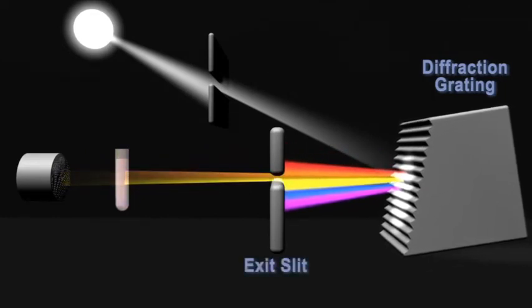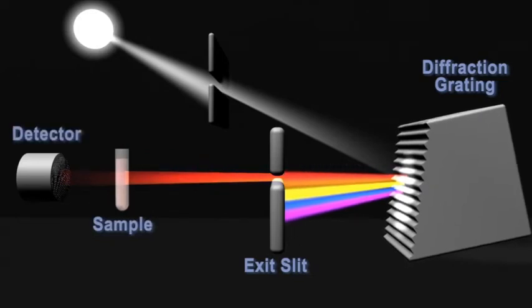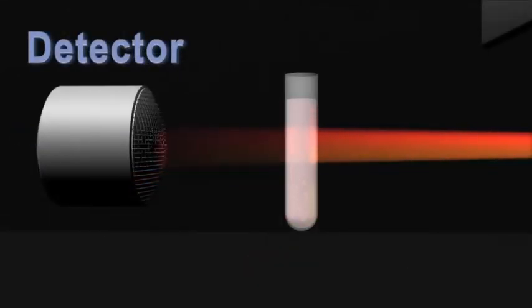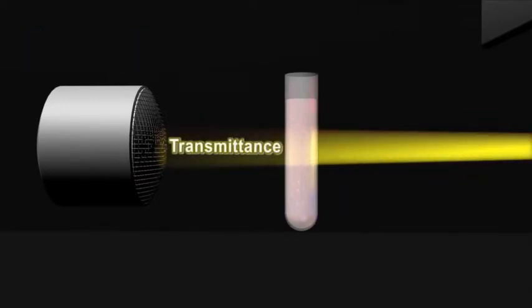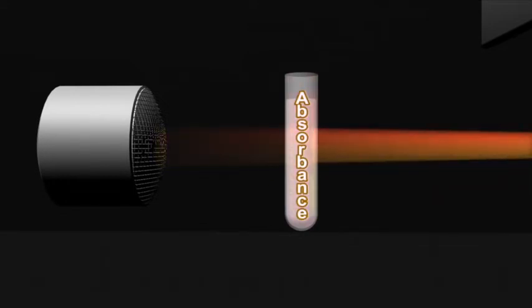Then the light interacts with the sample. From this point, the detector measures the transmittance and absorbance of the sample. Transmittance refers to the amount of light that passes completely through the sample and strikes the detector. Absorbance is a measurement of light that is absorbed by the sample.